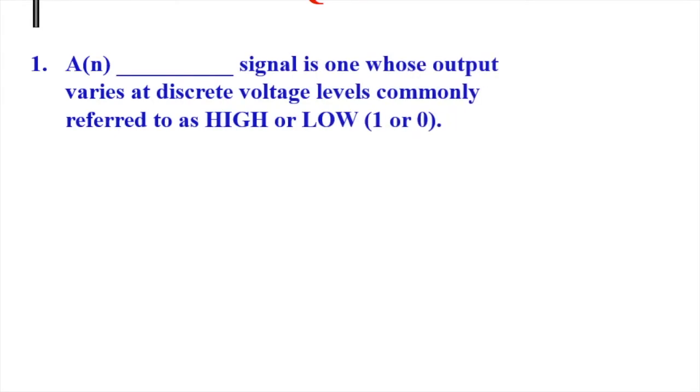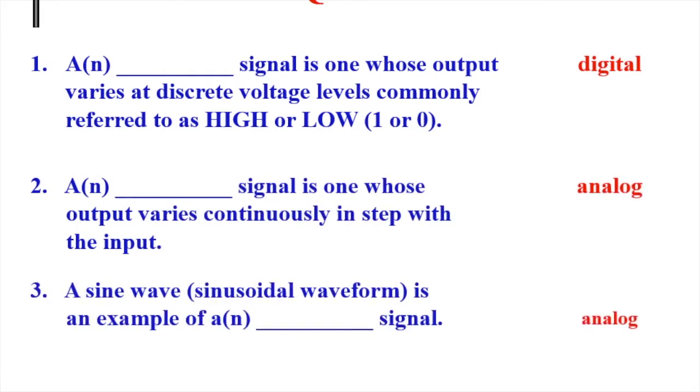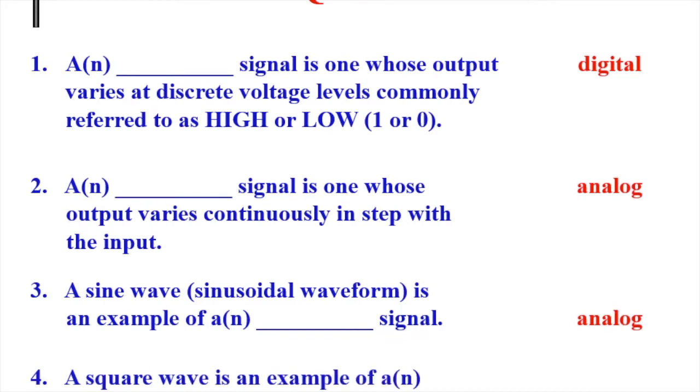All right. We're going to have these quizzes periodically through here. Just pay attention to them. A digital signal is one whose output varies between two levels, and an analog signal varies in step. There we go.